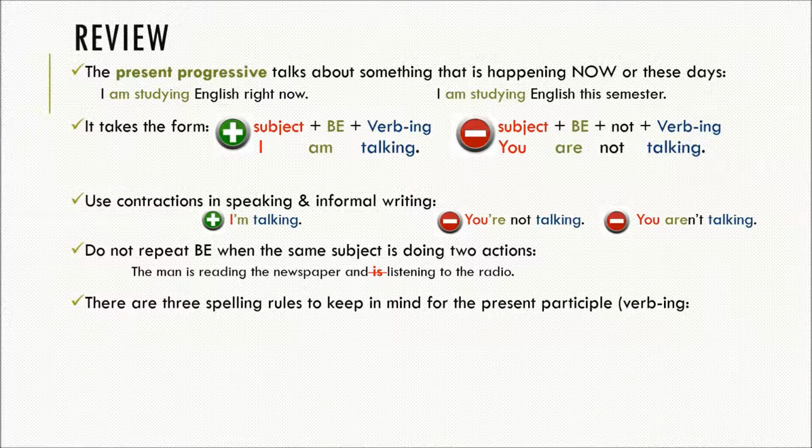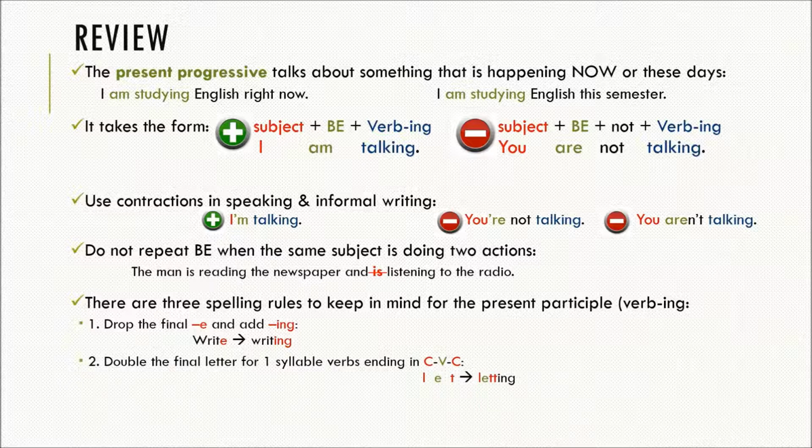There are three spelling rules to keep in mind for the present participle, which is the verb ing. One, drop the final e and add ing. Write becomes writing. The second rule, double the final letter for one-syllable verbs ending in consonant, vowel, consonant. So let becomes letting.